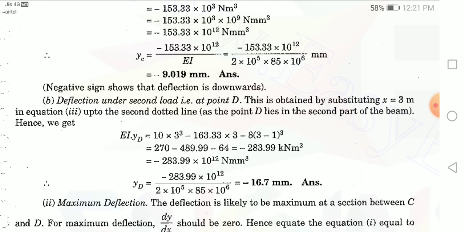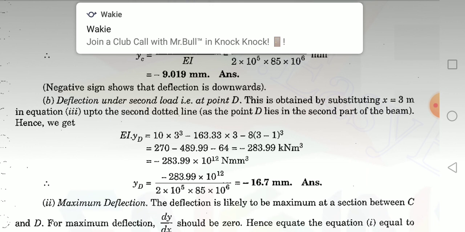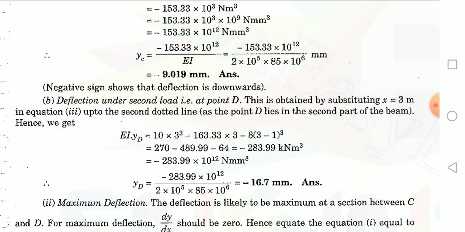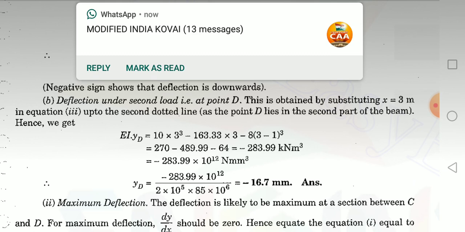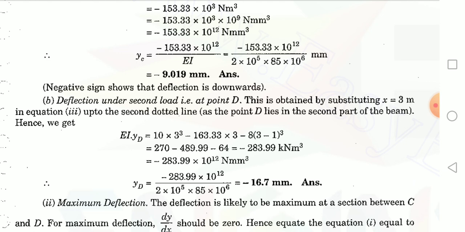So by solving, converting kilonewton meter cube to Newton millimeter cube, we have minus 283.99 into 10 power 12 Newton millimeter cube. That divided by E, 2 into 10 power 5, and I, 85 into 10 power 6, we can get the deflection at location D, or the deflection at the 40 kilonewton load, equal to minus 16.7 mm.